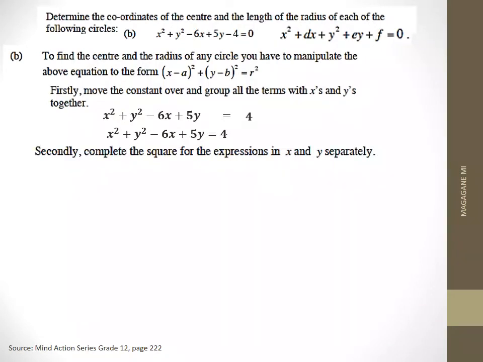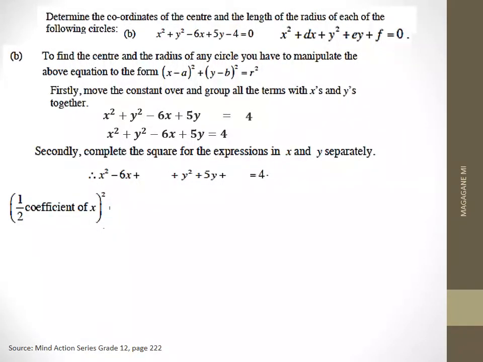Now, secondly, we group our x and y together so that we can compute the squares for the x and the y. We put them separately. So we'll have x squared minus 6x plus y squared plus 5y equals 4. So we just grouped the x together and the y together, like we have two equations. Then from there, we start computing the squares.